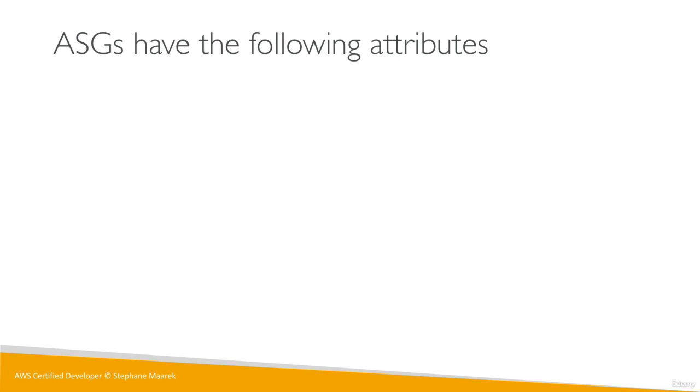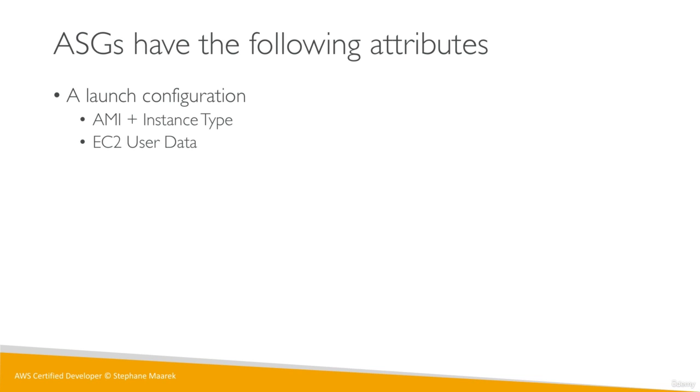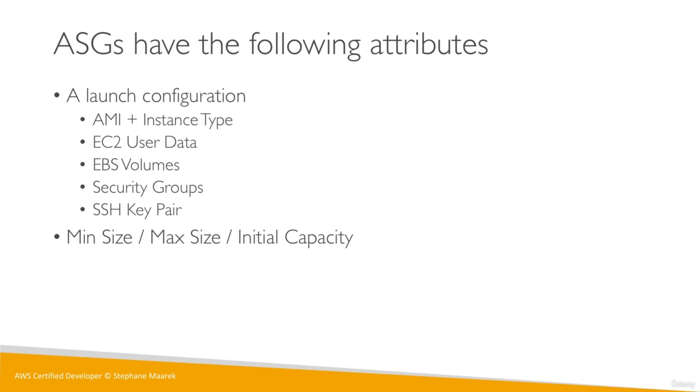So ASGs have the following attributes: a launch configuration, and we'll be creating one in the next lecture during the hands-on. But the launch configuration has an AMI and an instance type, EC2 user data if you need it, EBS volumes, security groups, an SSH key pair, and as you can see, this is quite common, quite the same things that we've been creating before when we launched an instance manually. Obviously, they're very, very close.